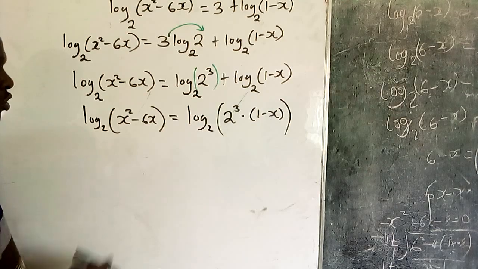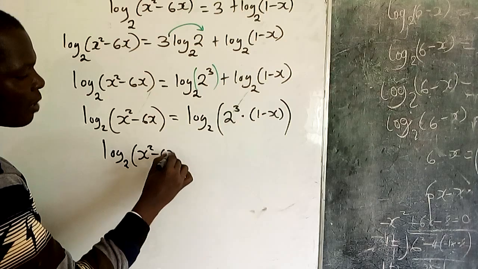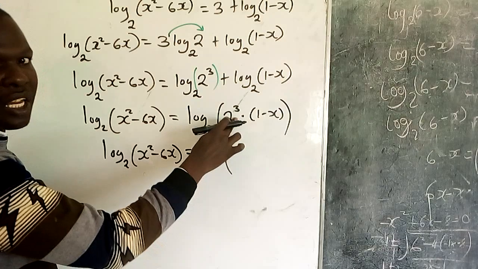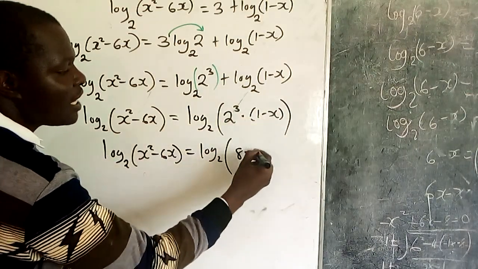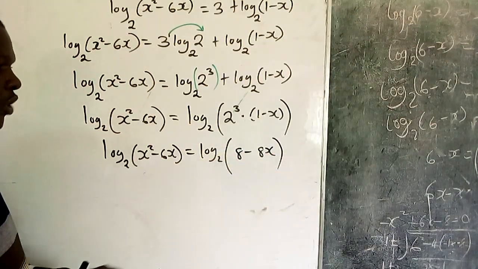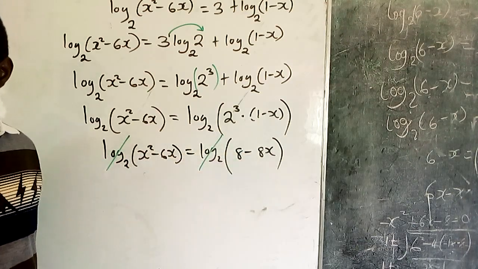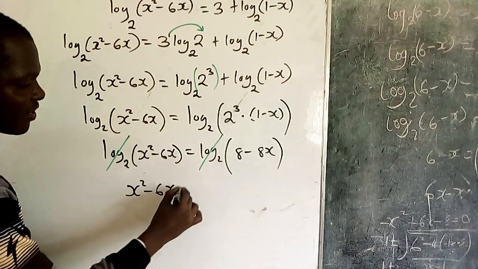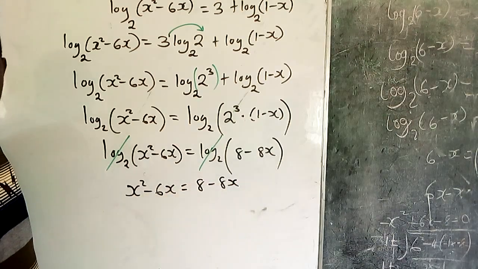Are we together? So you know we now have log to base 2 of x squared minus 6x is the same as log to base 2 of what? 2 raised to power 3 is 8, isn't it? Yes. 8 multiplies everything inside this smaller bracket, isn't it? Yes. 8 times 1 is 8, 8 times x is 8x, isn't it? After that, you ignore the logs on either side of the equation because it is now a single term, isn't it? Yes. So if you ignore log to base 2 here, you remain with x squared minus 6x is equal to 8 minus 8x. Then you collect the like terms, isn't it?